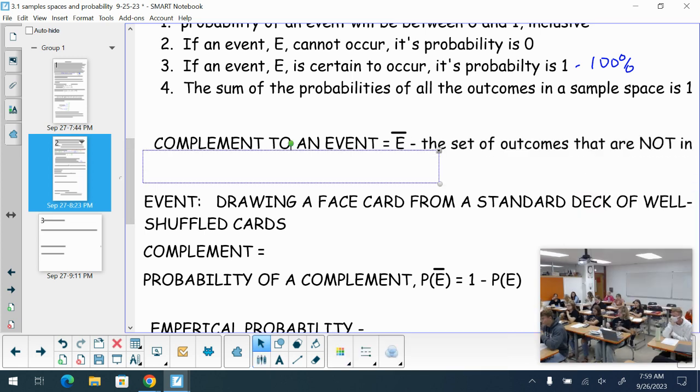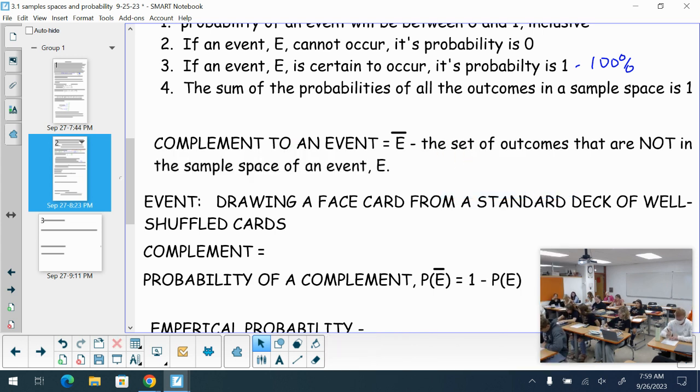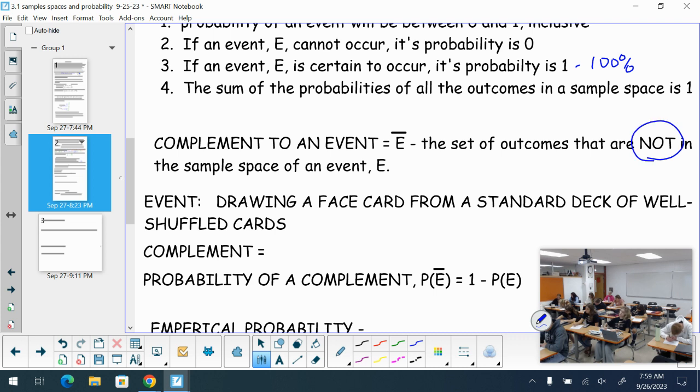Complement. We talk about a complement. The set of outcomes not in a sample space of an event. And the easiest way to put something into a complement is to throw the word not in there.